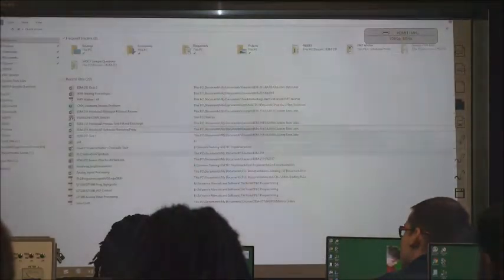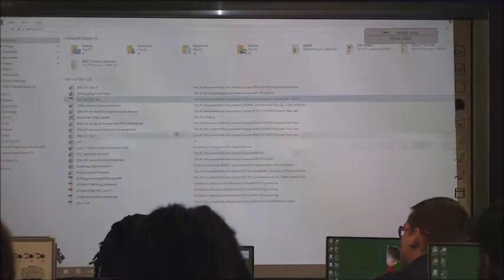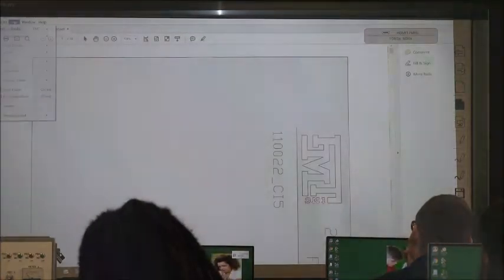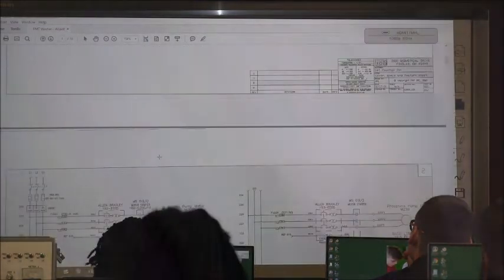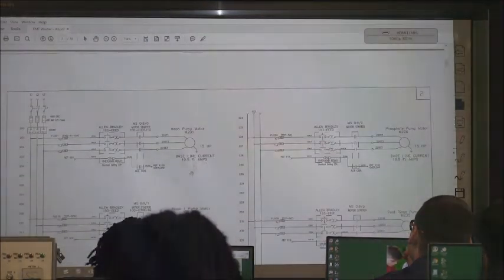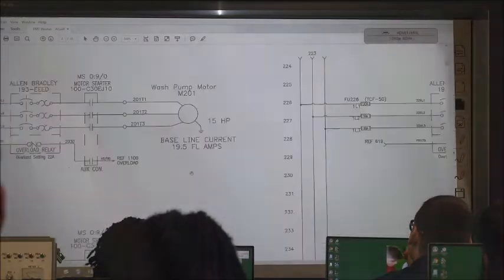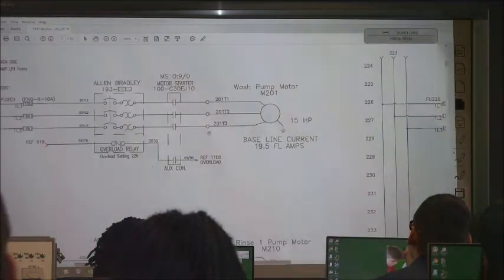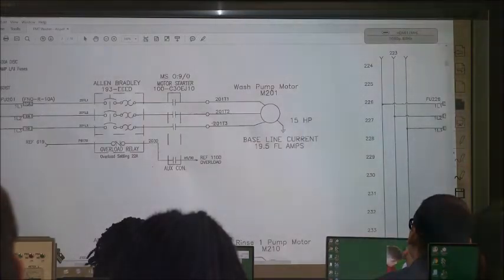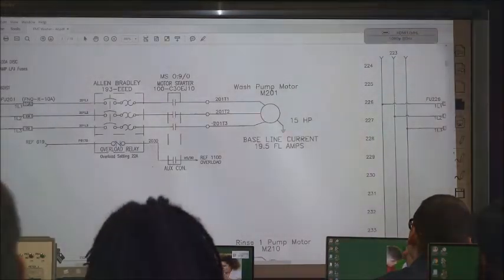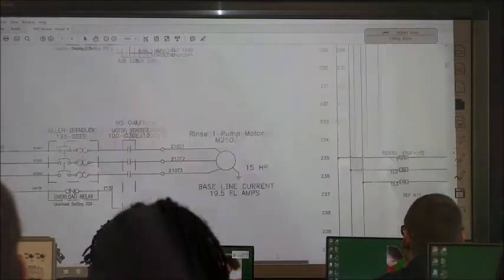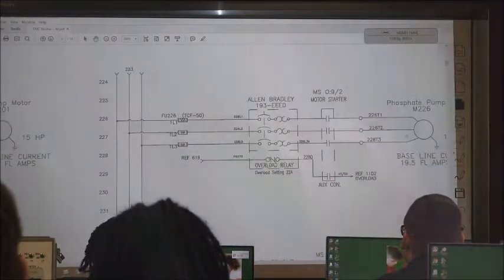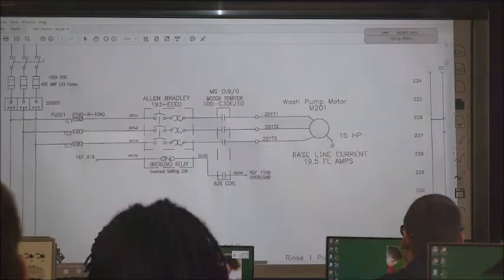While we're on the subject, let me show you a great example in a set of electrical prints. This is a set of electrical prints for a parts washer. Good size parts washer. Probably from here to the side of the building over there. And huge. So we have all these motors, right? Pump motor, rinse motor, phosphate pump motors and all this stuff.